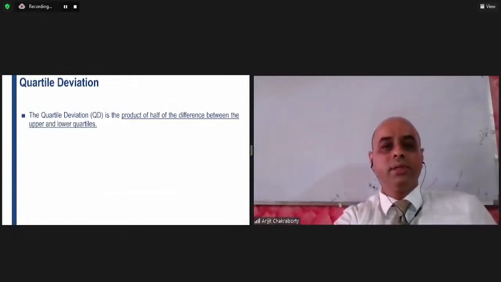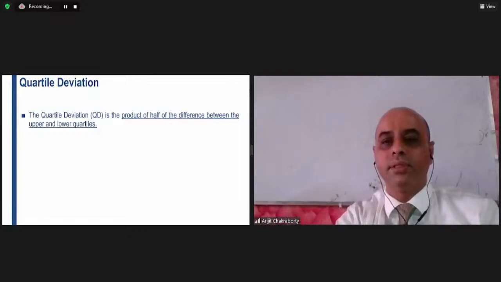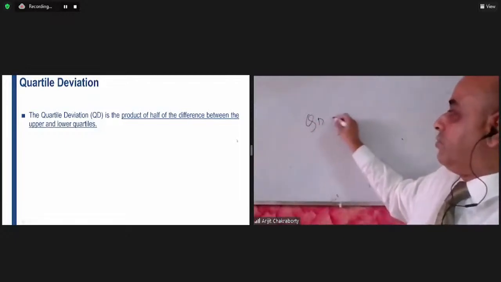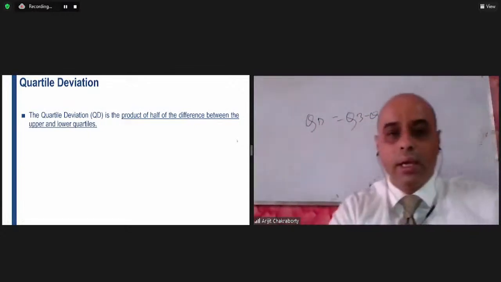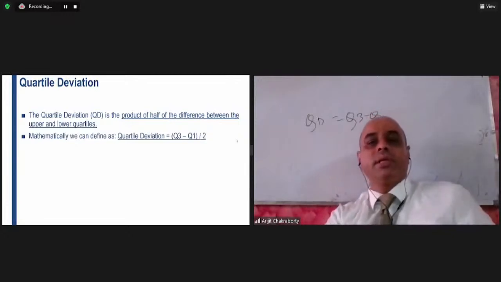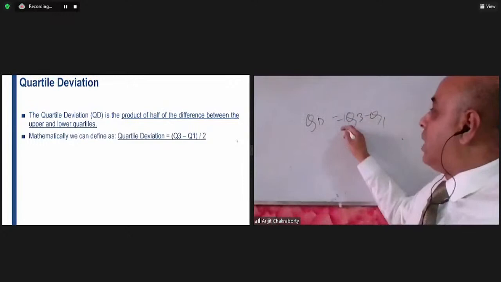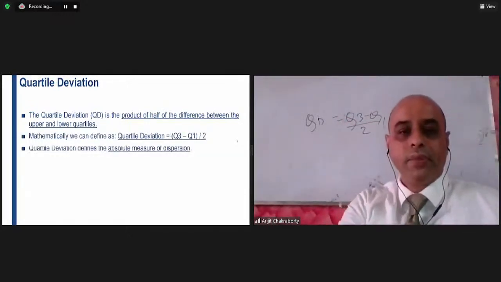So quartile deviation is half of the difference. You can see it is half of the difference between the upper and lower quartiles. So for QD, we are ultimately dealing with Q3 minus Q1, and mathematically, we say it is half of the difference, so we divide by 2: Q3 minus Q1 by 2.